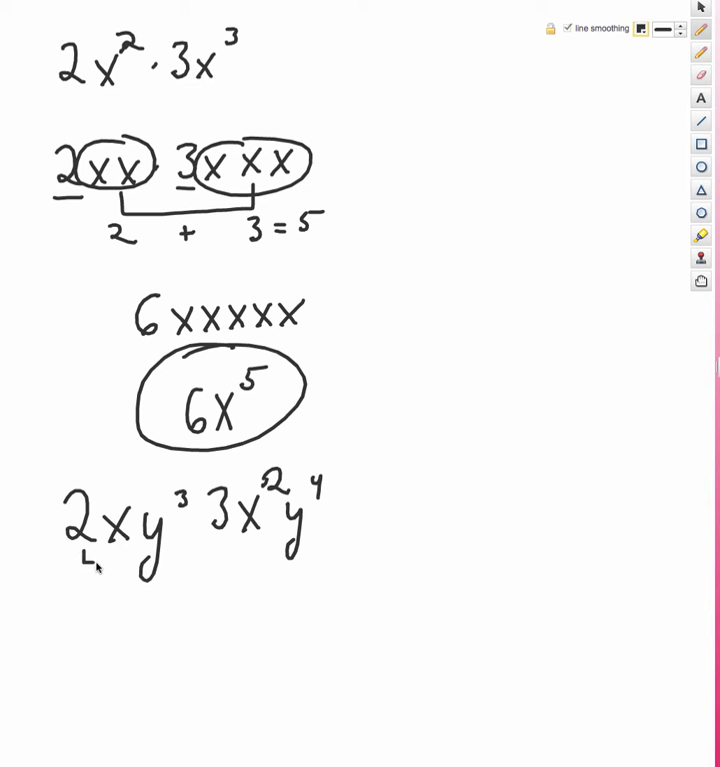I can multiply the constant terms, 2 times 3 is 6, and then add the exponents on the same variable. Notice this x does not have an exponent, so it's really a 1. I have an x term with a 1 and an x term with a 2. 1 plus 2 is 3, and a y^3, y^4. 3 plus 4 is 7.